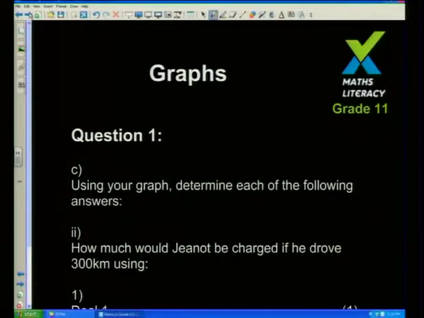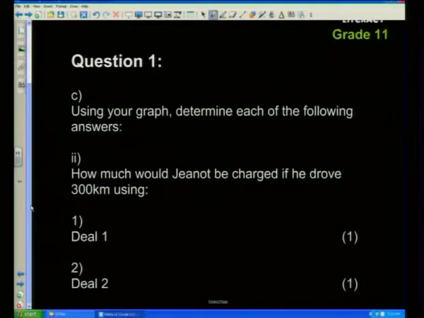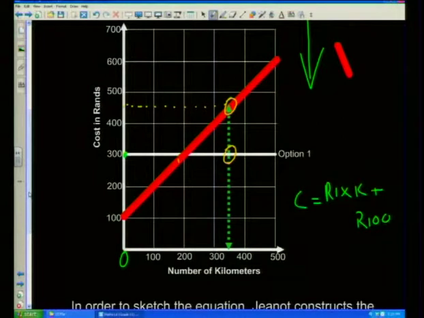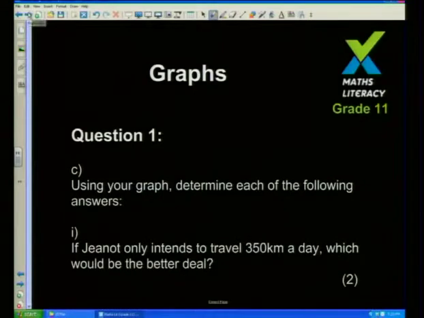Again, using our graph. How much would Jono be charged if he drove 300 kilometers using deal 1 and then using deal 2? So let's have a look at our graph. We're traveling 300 kilometers. Deal 1 is going to be charged 300 Rand. Deal 2, he's going to be charged, here it is over here, 400 Rand. Do you understand that? Straightforward, okay? So deal 1, 300 Rand. Deal 2, 400 Rand. Right, next question.